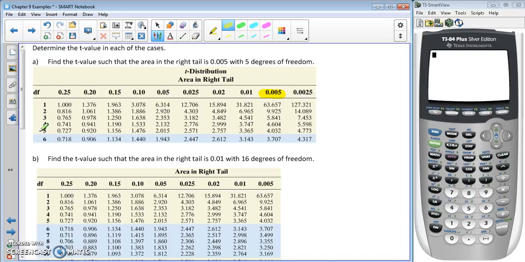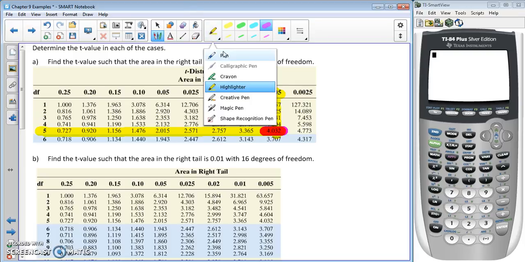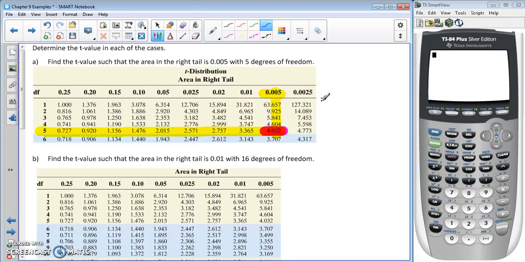So I'm going to find that here, and then I just draw the line, match those up here, and then I'll have the value where those two overlap. So here we're looking at 4.032, and that would be my value there.